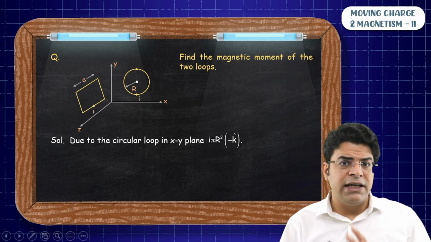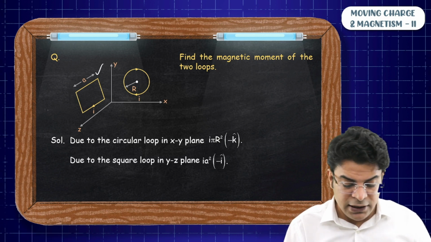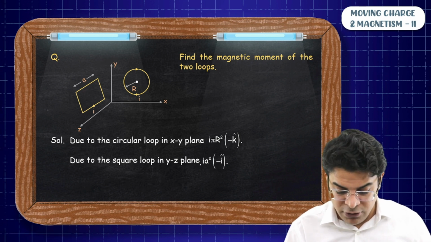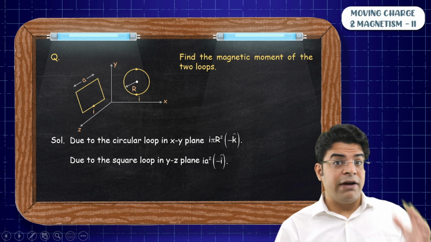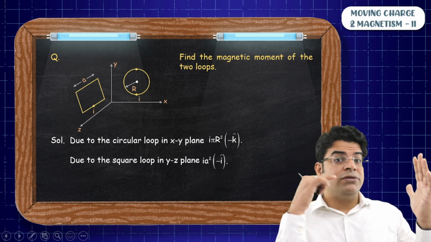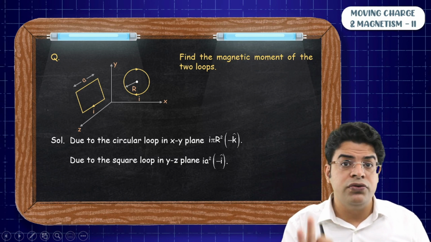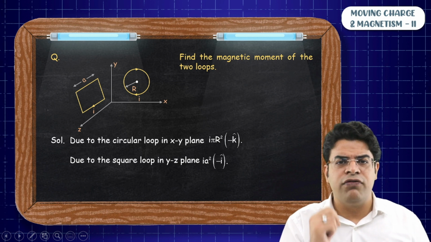Hence, we can say that the magnetic moment of this square loop carrying current I is I a square times minus i cap. The number of turns is 1, so it is not written. The current is I and the area vector is a square times minus i cap. To determine the direction of the area vector, we use the right hand thumb rule. Just curl the fingers of the right hand in the sense of current in the loop.